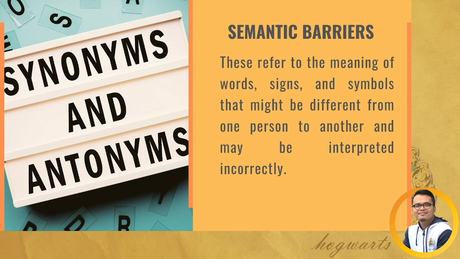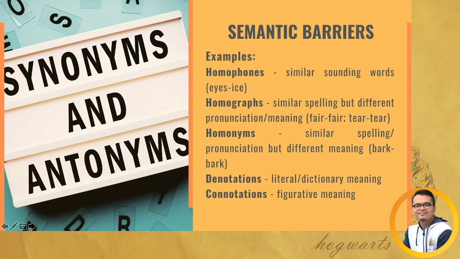Next is semantic barriers. These refer to the meaning of words, signs, and symbols that might be different from one person to another and may be interpreted incorrectly. Here are some examples of semantic barriers. Homophones. These are words that are similar sounding. For instance, eyes, which are the organs we use for seeing, versus ice, which is frozen water.